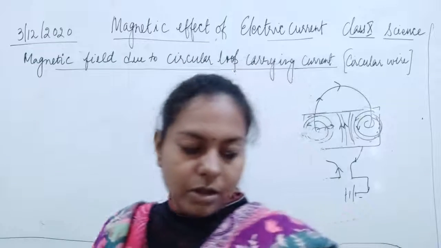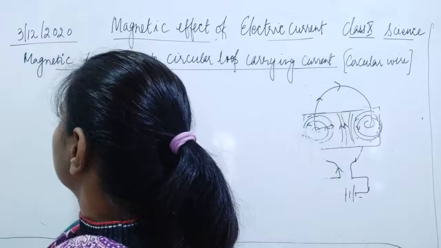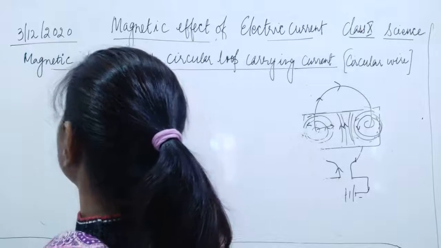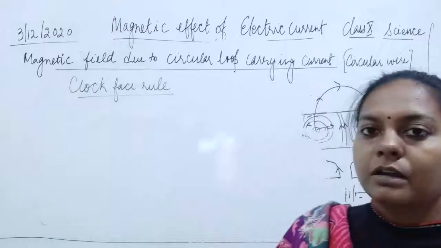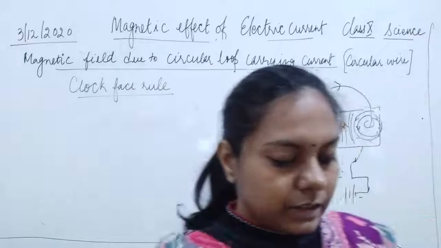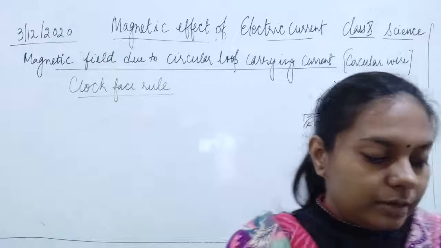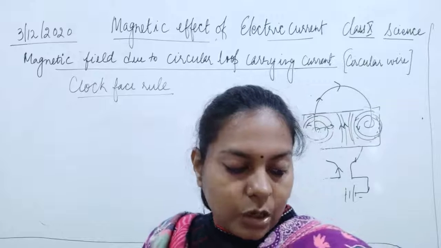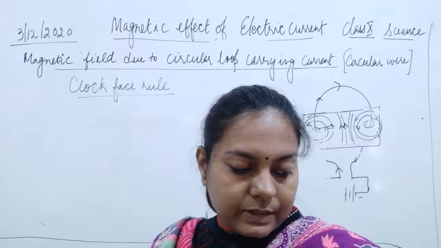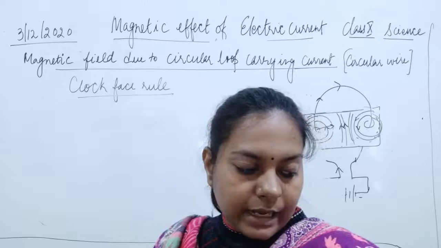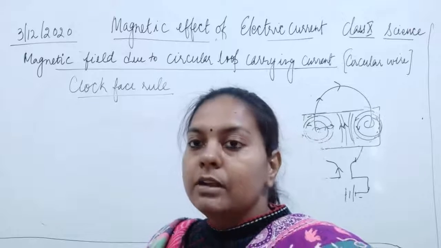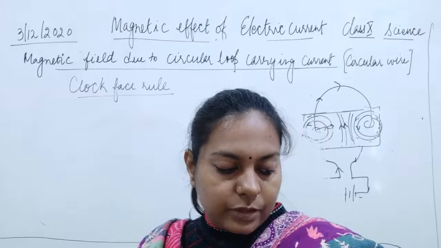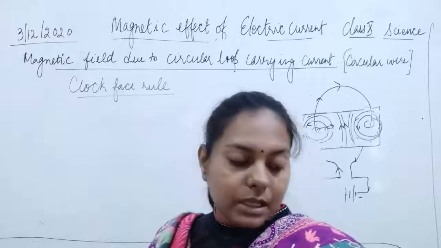The next topic is clock face rule. ठीक है. क्लॉक में जैसे नीडल्स मूव करती हैं, then the current carrying circular wire behaves like a thin disc magnet whose face is north pole and another face is the south pole. How can you decide that a current carrying loop will have the north pole developed or the south pole developed? So for that we will use this clock face rule.